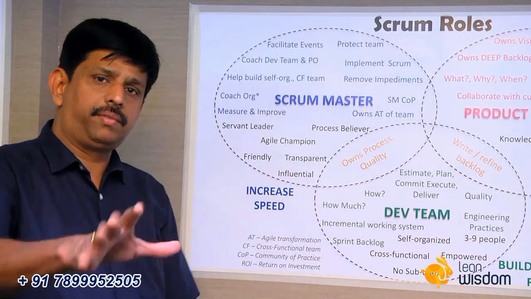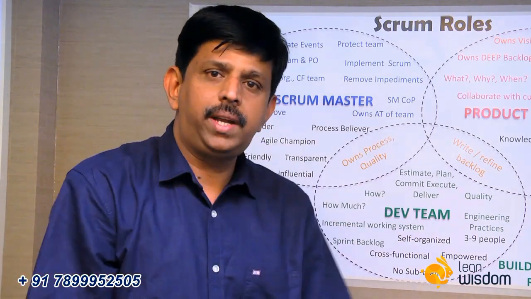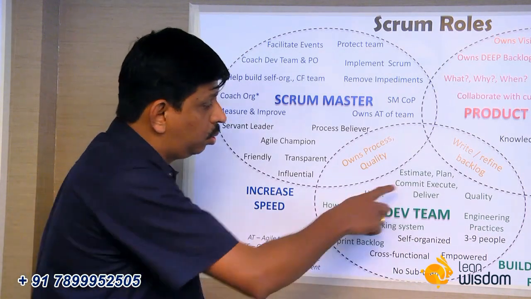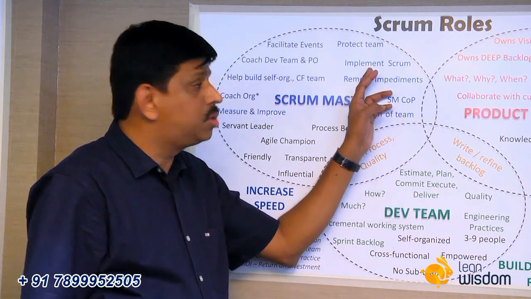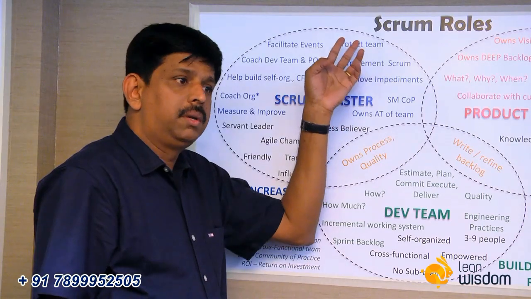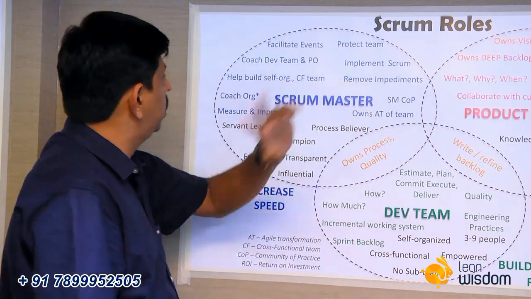Protecting the team. What if a product owner comes in the middle of a sprint and says, hey, can you add one more item in the backlog? That's going to disturb the goal that the team has set up for the sprint. Scrum Master needs to make sure that the team is protected, and that the team executes the sprint without any disturbances. That's one of the examples.